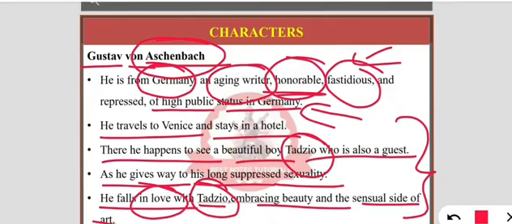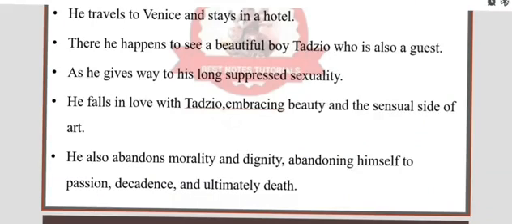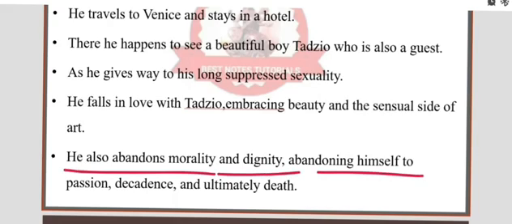So in this character, we find both. He is a reputed person. At the same time, he is a person who is trying to explore unexplored arenas, that is sexuality. Okay. Next point, which is very worthy, is that we need a system to sustain in society. Without system, our society is not going to work at all. All right. So here he also abandons morality and dignity, abandoning himself to passion, decadence, and ultimately death.